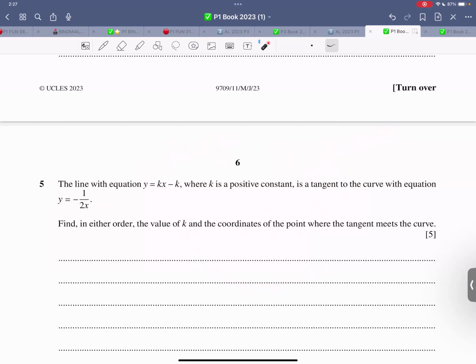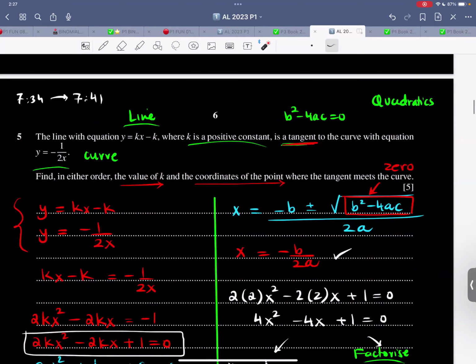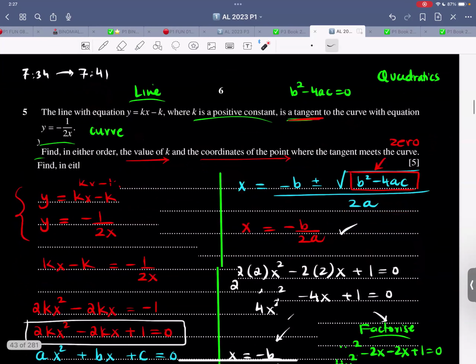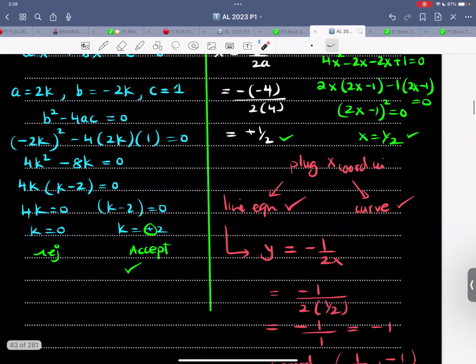So 5 to 6 minutes is enough. So now 7:34 to 7:41, maybe I did a lot of explanation, so that is why it took 7 minutes. So now this is quadratics, b square minus 4ac equals 0, line and curve, single equation, simplify, write in the proper order, first x square, then x, then constant. Separate out what is a, what is b, what is c, b square minus 4ac equals 0. Again, take common. k is equal to 0, reject because 0 is neither positive nor negative. k comes out to be positive 2.